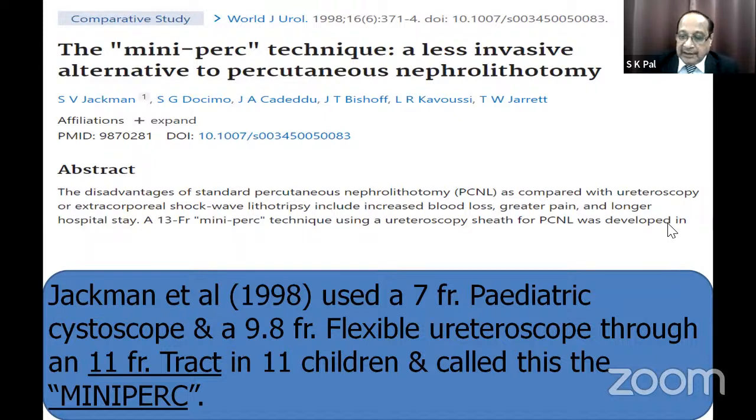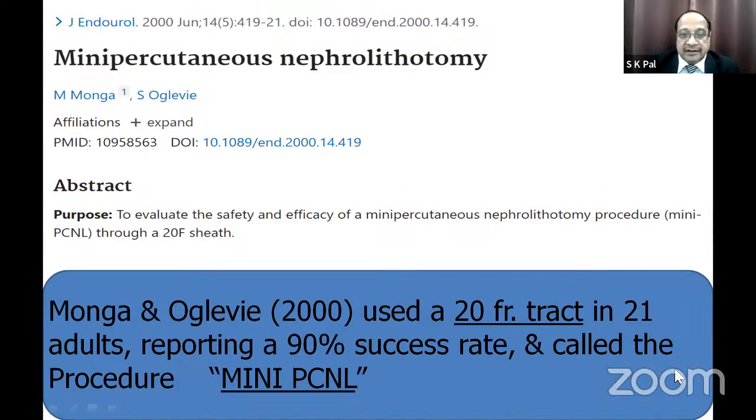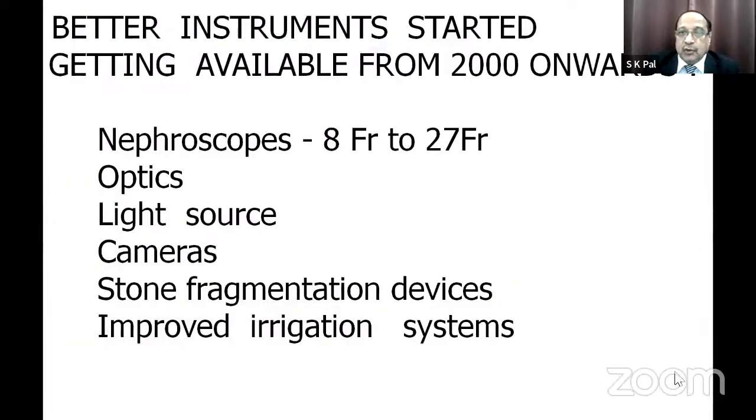ureteroscope. So like that, the size was reducing and interest was increasing. And now this was in the year 2000 when Monga and Ogilvy published on mini PCNL. So this is how the thought process was going on, and gradually now we have better instruments. These started becoming available from the year 2000 onwards. Now the nephroscopes available are from 8 French to 27 French.